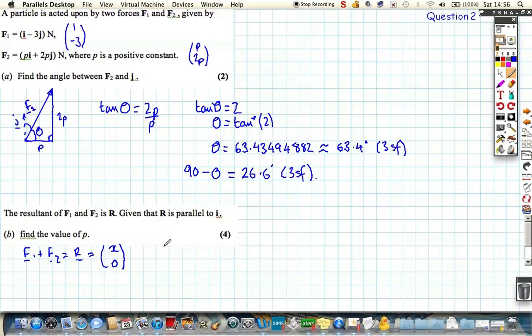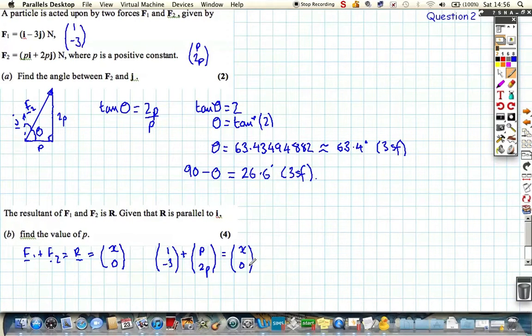So I can write out the force F1, which is (1, -3), added to (p, 2p), is equal to (x, 0), which is our resultant. So F1 plus F2 must be the same as the resultant combined one.